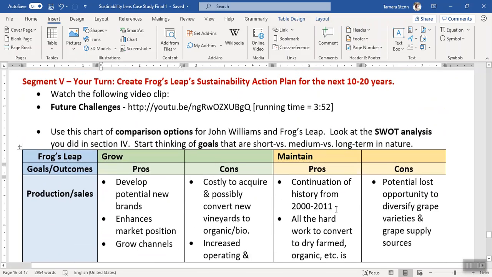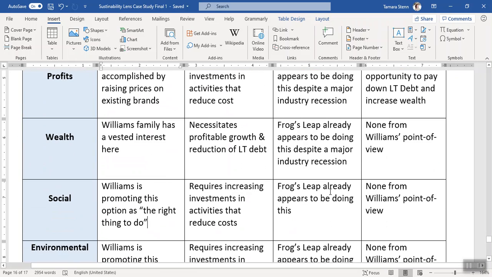On the area of social with maintain, the good thing about maintaining what they have is they're already doing this, right? They already have a strong social program. And from Williams' point of view, there's no problem with this. Everything is great. And if anything, he'd want to make it bigger.